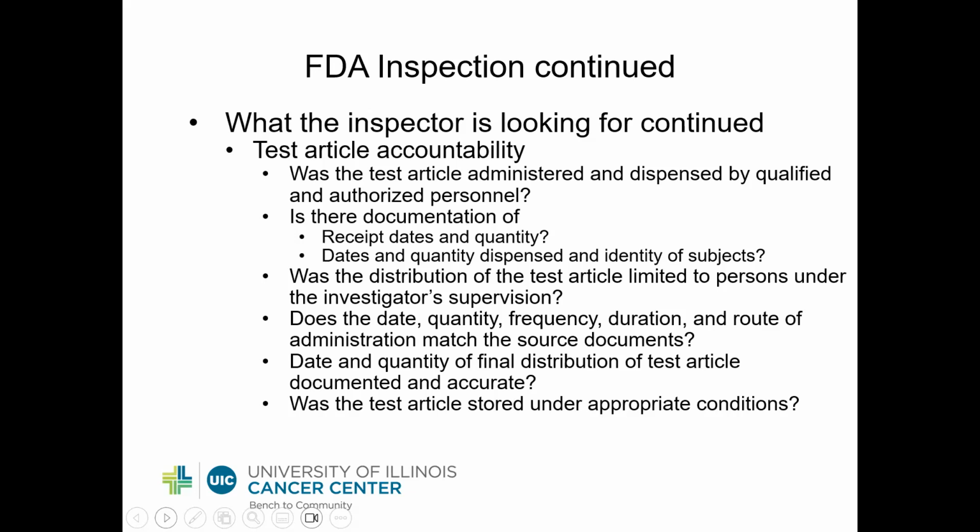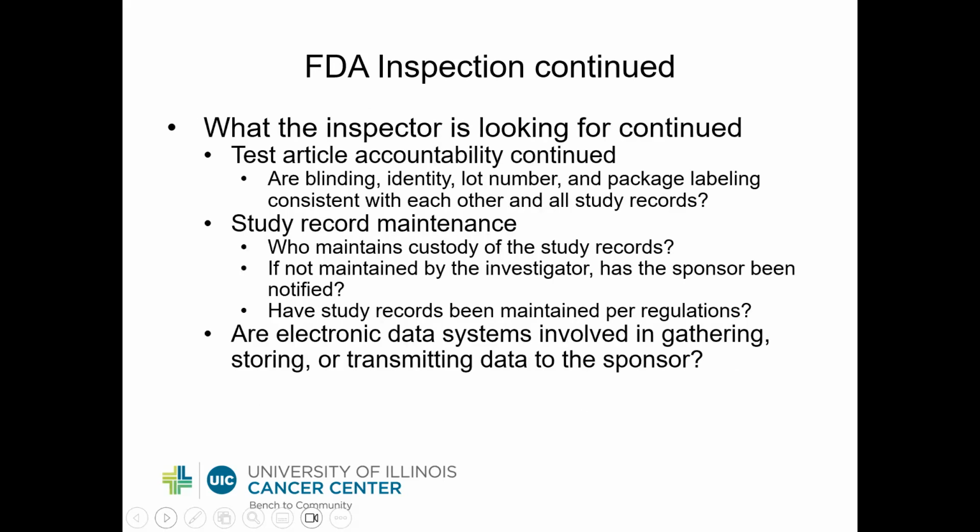Does the date, quantity, frequency, duration, and route of administration match the source documents? Date and quantity of final distribution of test article documented and accurate? Was the test article stored under appropriate conditions? Are blinding, identity, lot number, and package labeling consistent with each other and all study records?